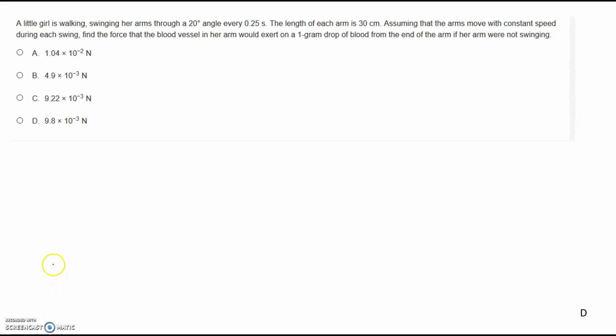Okay. I think this is the last one for this. A little girl is walking. She's swinging her arms through a 20-degree angle every 0.25 seconds. The length of her arm is 30 centimeters. Assuming the arms move with constant speed during the swing, what is the force that her arm would exert on 1 gram drop of blood? Okay, that's a little bit creepy, but okay.